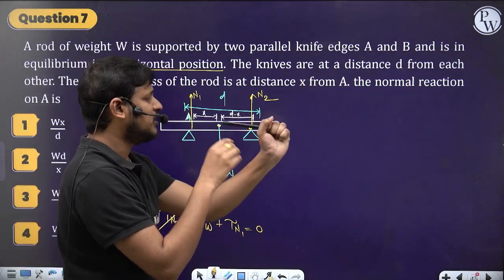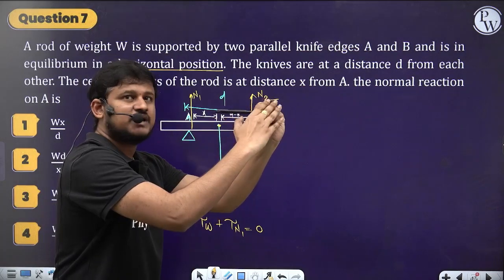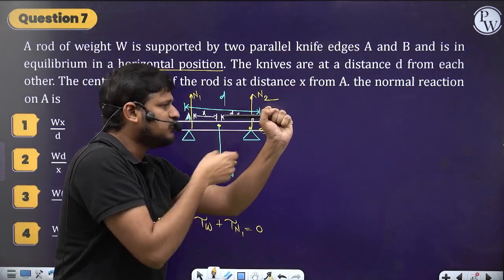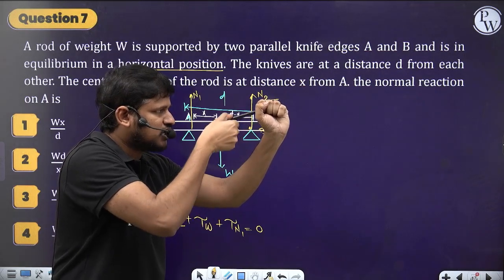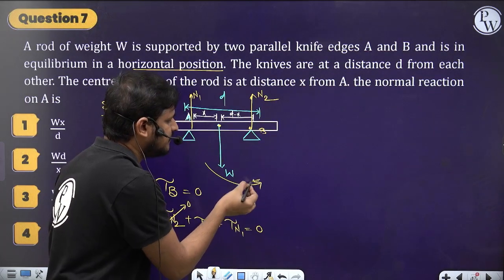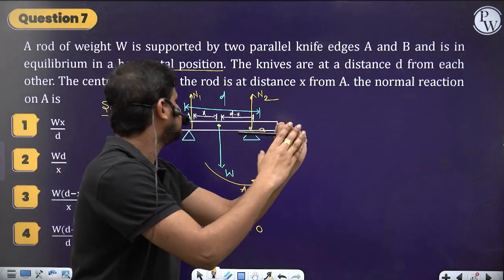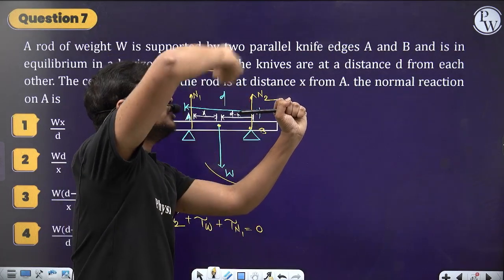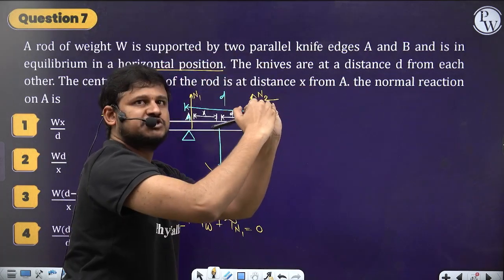From this point, if you are pulling it downwards, this is your axis of rotation. W is acting here. Suppose you tied a rope and are pulling it downwards, so the rod will move this side. That means W causes a torque this side. Anti-clockwise. Now what about N1? N1, you are pulling it upwards.